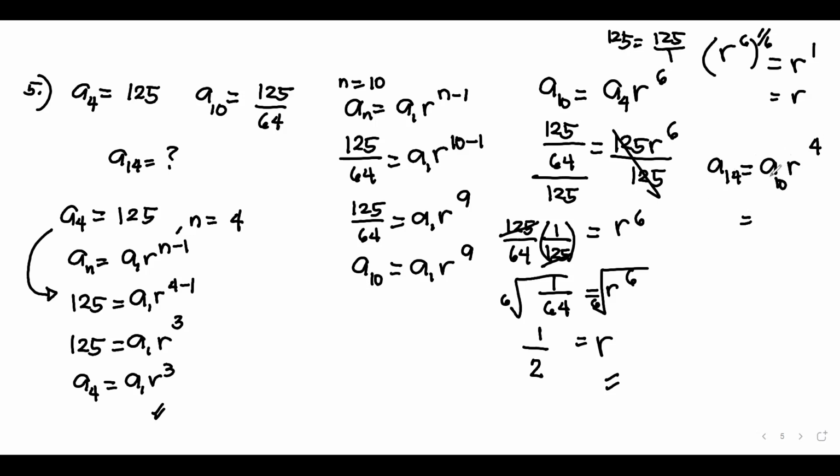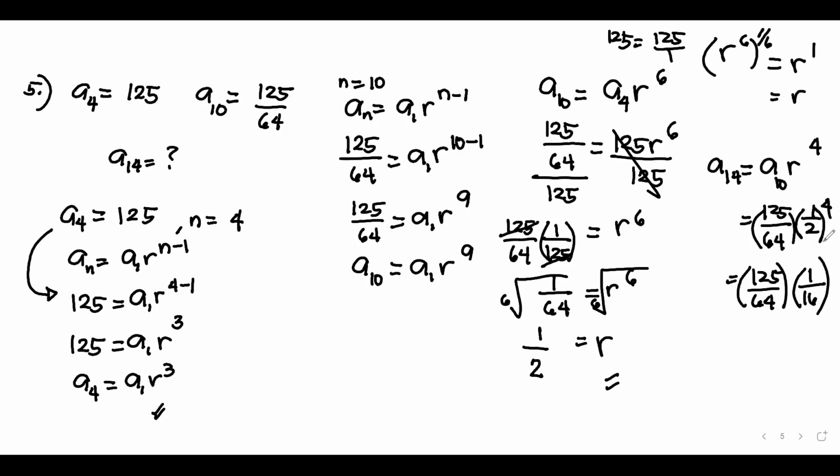And we have the value of the 10th term, which is 125 over 64 multiplied by r, which is 1/2, raised to 4. Then simplify: 125 over 64 multiplied by the fourth power of 1/2, so 1 raised to 4 over 2 raised to 4. Multiply 2 four times by itself: 2 times 2 is 4, 4 times 2 is 8, 8 times 2 is 16.